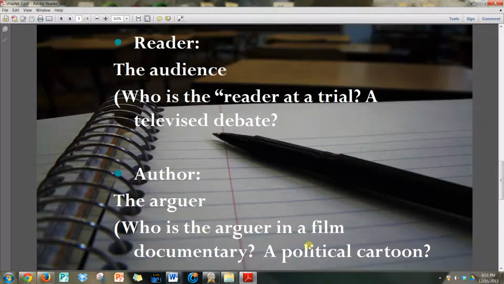Then there's the author, the A. That is the arguer, the person that is making the argument. So if you have a political film, or cartoon, a documentary, something like that, then the author is the filmmaker or the artist for the cartoon. It is the person that's trying to put forth the argument that they're trying to make.